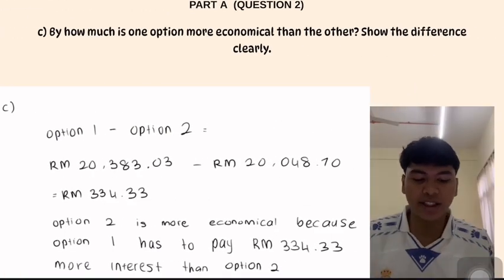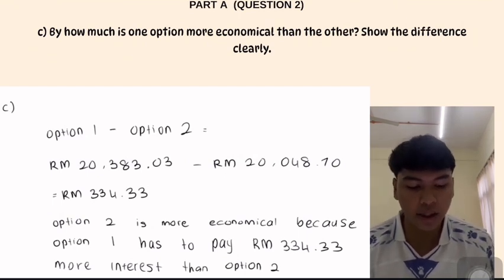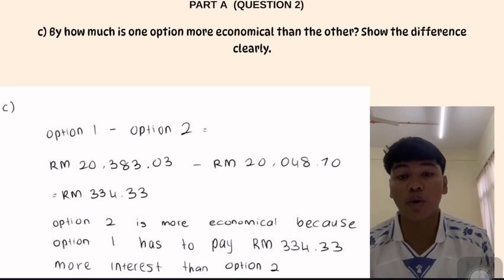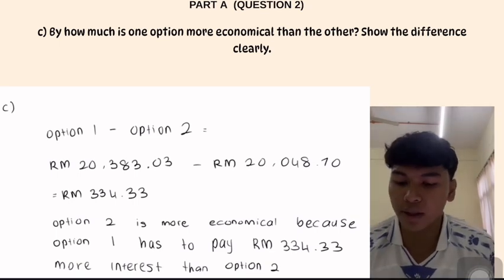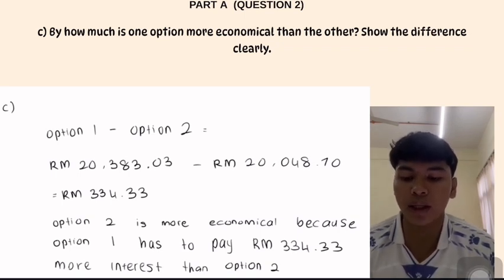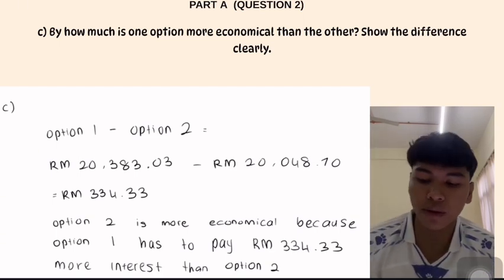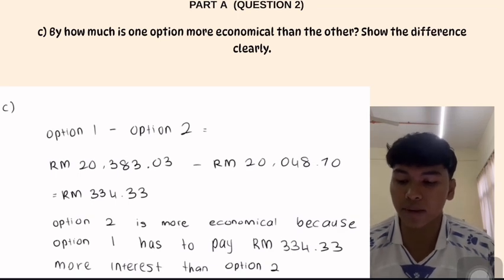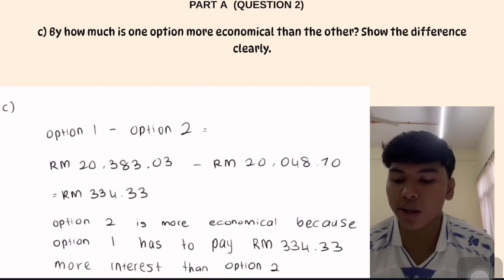For question C, by how much is one option more economical than the other? Show the difference clearly. So option 1 minus option 2, which is RM20,383.03 minus RM20,048.70, and we got RM334.33. So option 2 is more economical because option 1 needs to pay more interest, RM334.33.